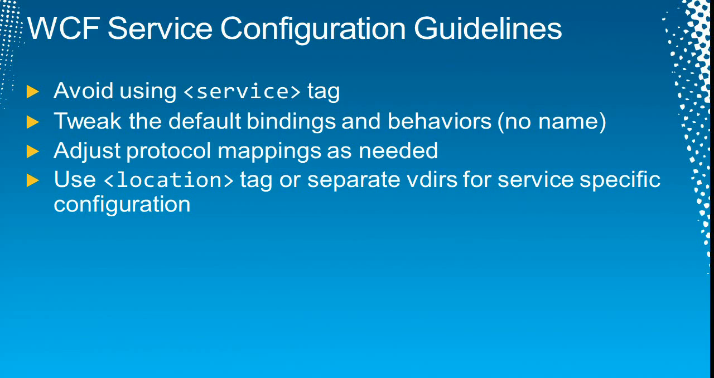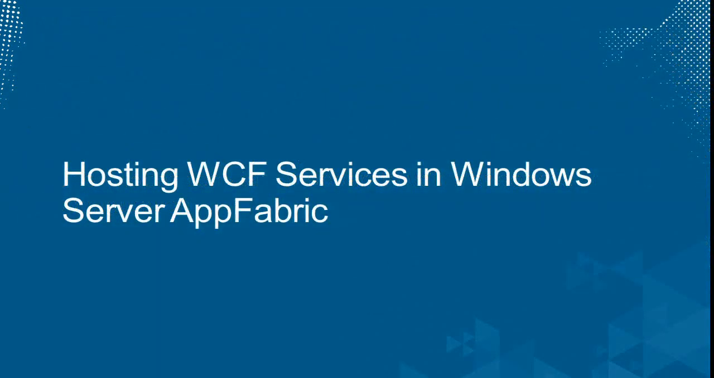If you do need to tweak config, you can tweak the default bindings and default behaviors. If you need, you can adjust the protocol mappings to enable new protocols, remove protocols, tweak the existing protocols. And you can use the location tag if you want to configure settings for just one specific service. Or alternatively, you could use a vDir hierarchy, because those will merge together. Great. So that's creating a WCF service and configuring it.